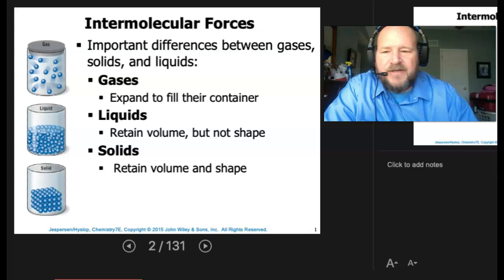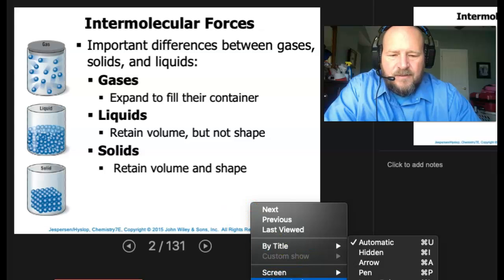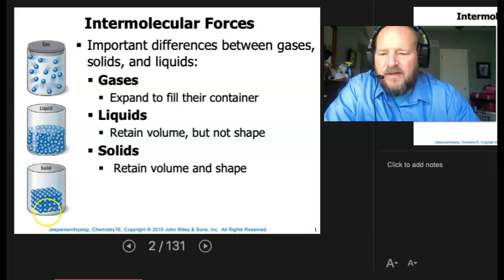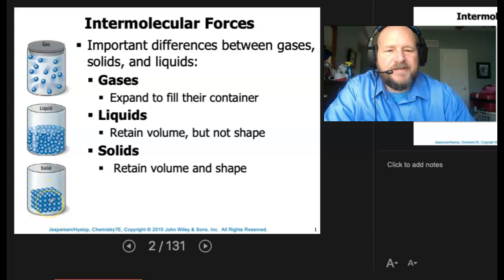Right? So we can see a picture's worth 1,000 words here. Gases all over the place. Liquids, they fill the bottom of the container, but then retain the volume itself, but fill the shape of the container. And then solids, of course, we can see a rigid, fixed cube there in space.